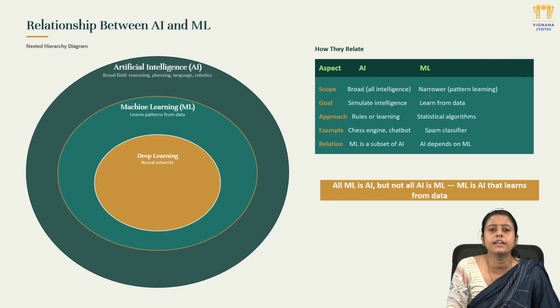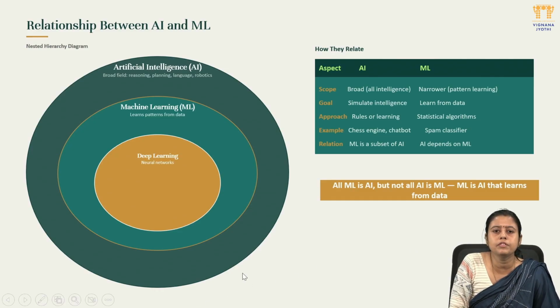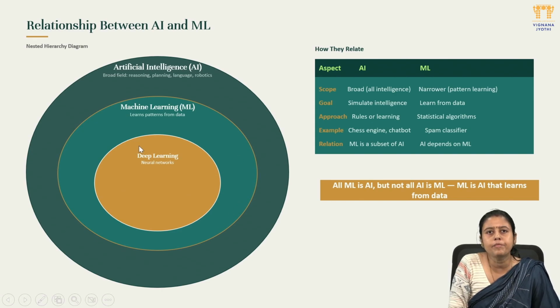And what is deep learning? Deep learning is again a subset of machine learning. If you see, this is a big area, artificial intelligence, then machine learning, and after that you come to the deep learning phase. Now what is the difference? The scope, as I told, AI is very broad, and deep learning is very narrow.